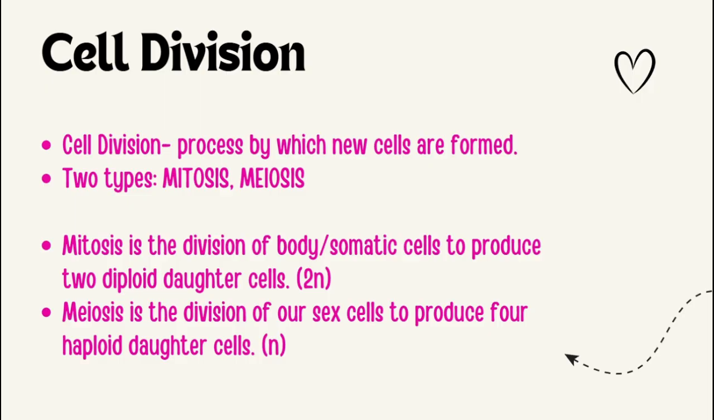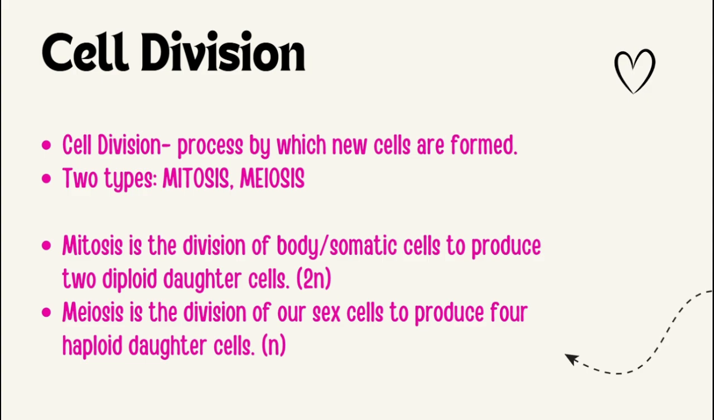So basically, cell division is the process by which new cells are formed, and the main two types of cell division are mitosis and meiosis, right? Now, there's a difference between mitosis and meiosis, so it's not just one cell division taking place in our body everywhere, right? No, there are two main types. We have mitosis and we have meiosis.